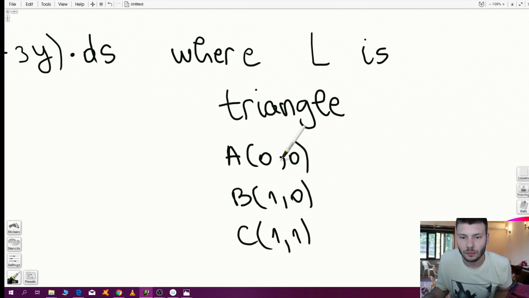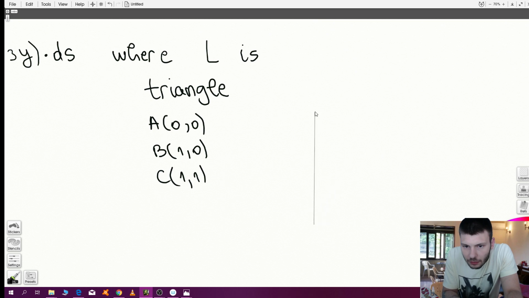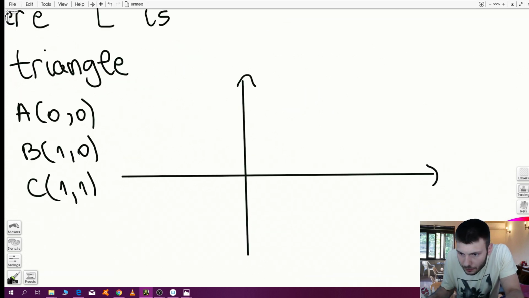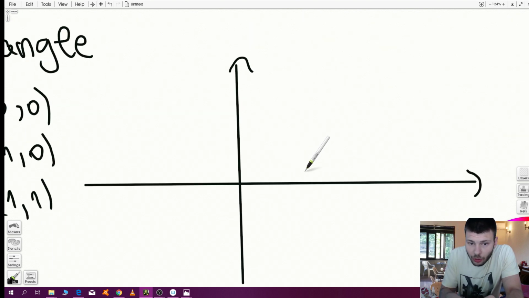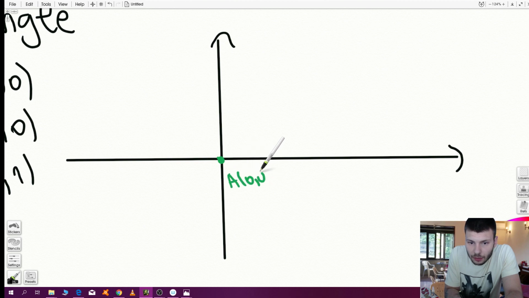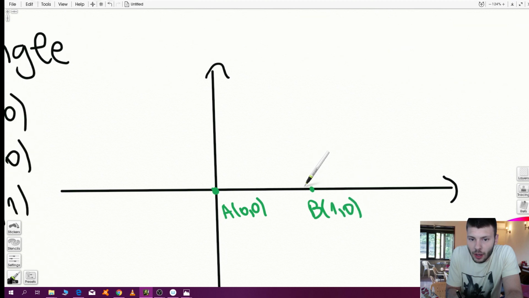Okay. First, let's draw what we have here. This will be our y-axis and this will be our x. So we have point A. I will use green color: A is (0, 0), point B is (1, 0), and point C is somewhere here, (1, 1).